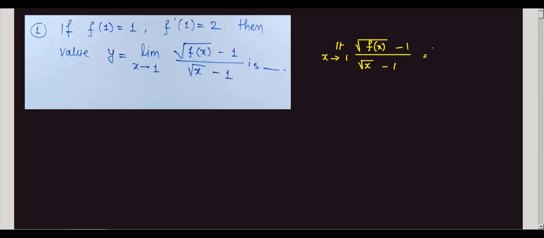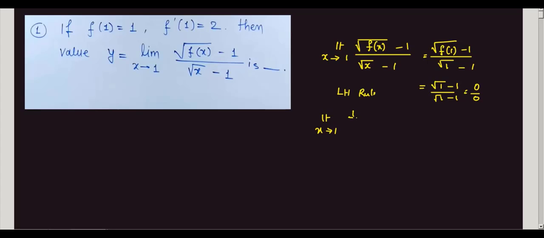So if you see, it is root f of 1 minus 1 by root 1 minus 1. The f of 1 value is 1, so root 1 minus 1 is 1 minus 1, which is 0 by 0 form. In 0 by 0 form, apply L'Hospital's rule. Differentiate the numerator and denominator, then apply the limit.